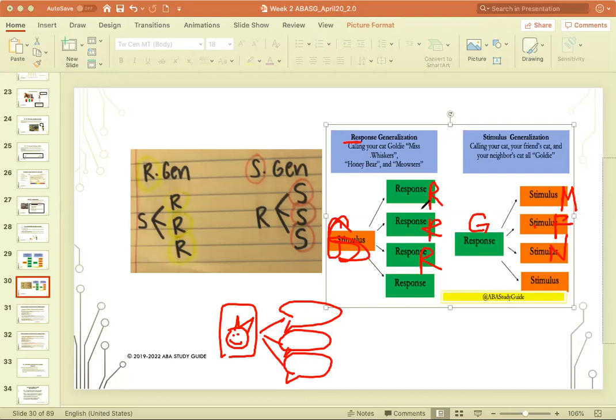Then in this situation, I have 3 cats, therefore 3 stimuli. Those are cats if you can't see that. These are 3 cats, but they evoke only one response. That is going to be stimulus generalization. A lot of stimuli, one response. Okay, I hope that helps.